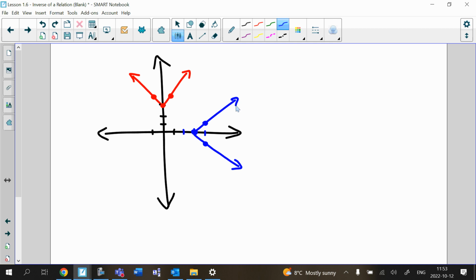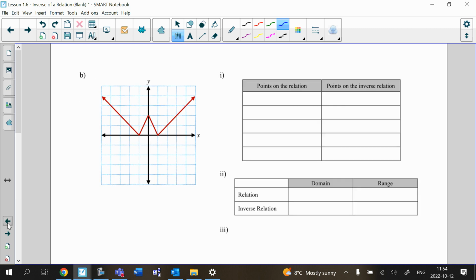So I'm just going to throw different types of questions at you. I'm giving you two functions, and I want you to tell me whether they're inverses of each other.